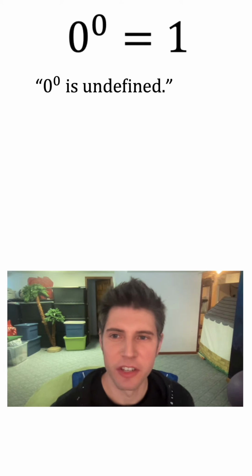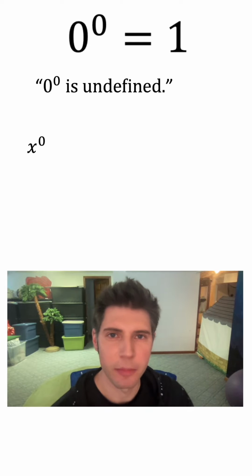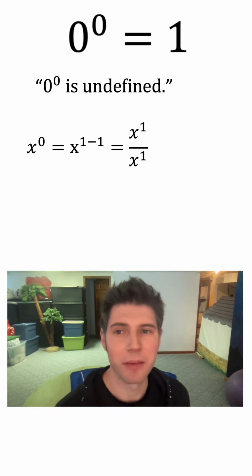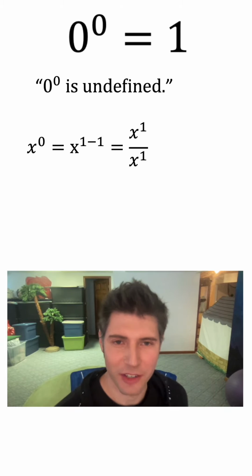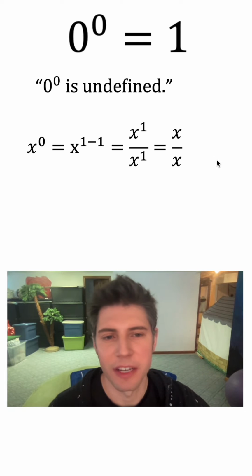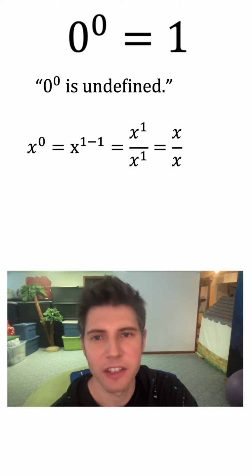Some people said 0 to the 0 is undefined. This is their argument. They introduce a variable x, and they set it to the power of 0. This must be equal to x to the power of 1 minus 1. And that's the same thing as x to the 1 over x to the 1. And that's the same thing as x over x. Now, the problem with this is division by 0 is not possible, so we have to put a restriction on this statement. We have to say x cannot equal 0.